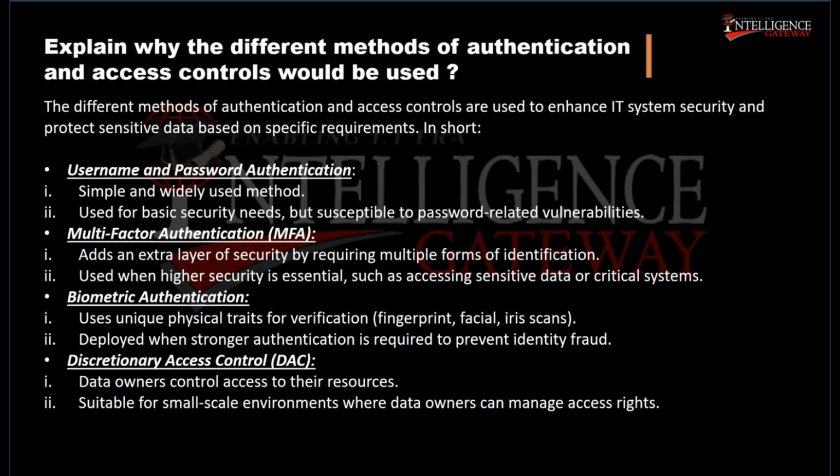Biometric authentication uses unique physical traits for verification. Fingerprint, facial, and iris scans are deployed when stronger authentication is required to prevent identity fraud. Discretionary access control (DAC): data owners control access to their resources. Suitable for small-scale environments where data owners can manage access rights.